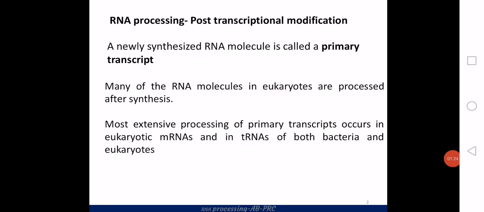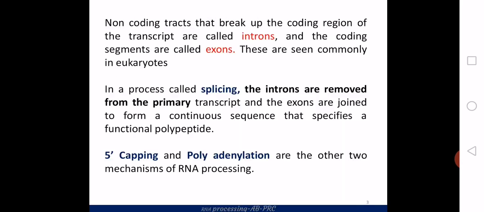The molecule after synthesis, we call the primary transcript. These primary transcripts usually undergo extensive processing in eukaryotic systems compared to prokaryotic cells. The three most important RNA processing mechanisms are splicing, 5' capping and polyadenylation.